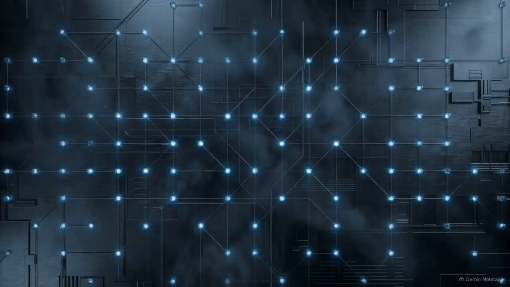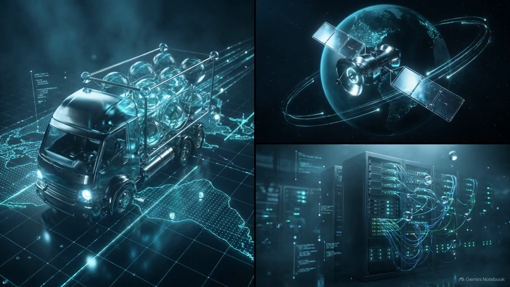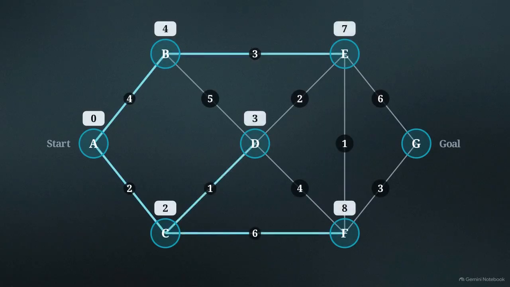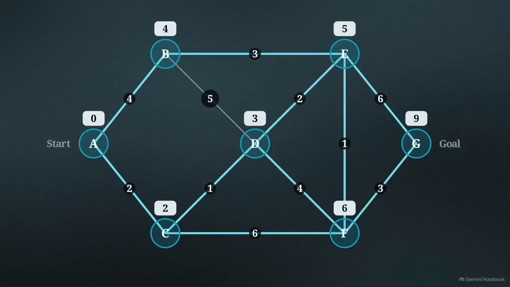Once data is mapped in a graph, traversal becomes the foundation for optimization algorithms. These are the specific logical engines that drive logistics, GPS navigation, and internet routing. This animated map illustrates Dijkstra's algorithm. By calculating edge weights, it finds the shortest path, ignoring inefficient routes.